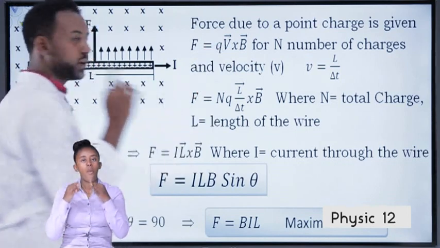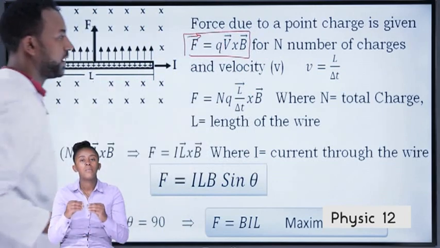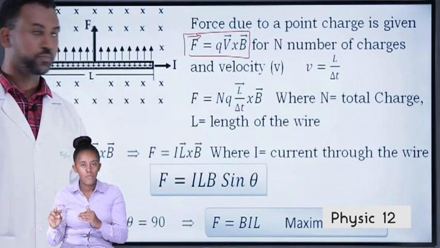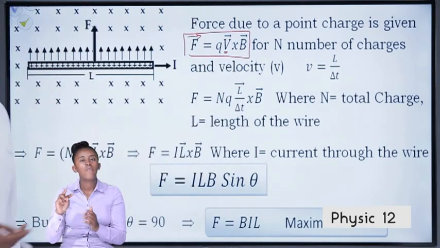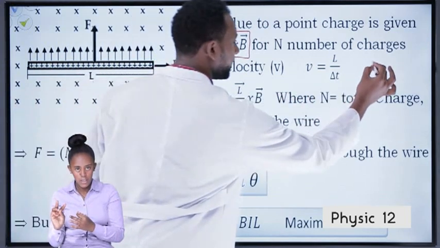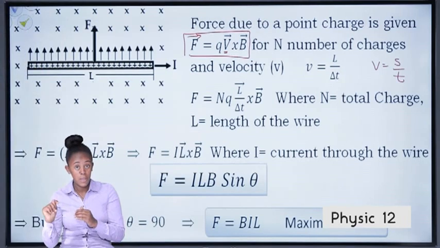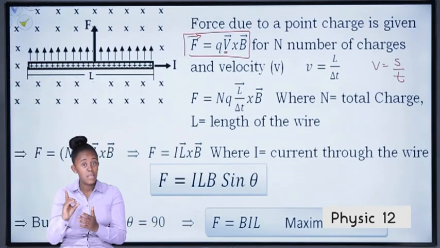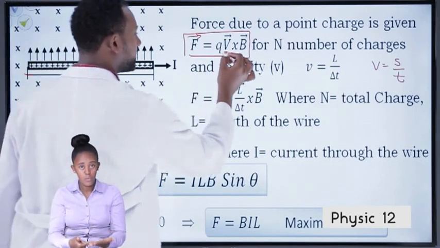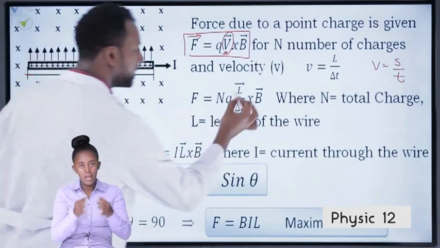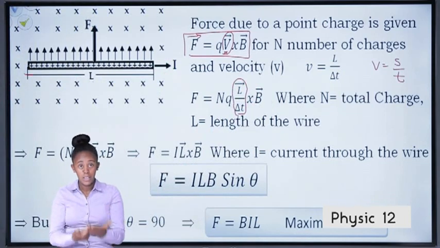So previously, on a single charged particle, the force can be determined using this mathematical expression: F equals QV cross B for a single charged particle. What do you mean by the velocity V, and how do you determine velocity V? Well, velocity V is displacement over time t. In this case, the displacement is the length of the wire. So we can substitute here and find an expression as the length L over change in t. This is velocity.